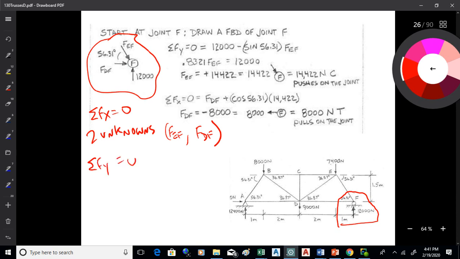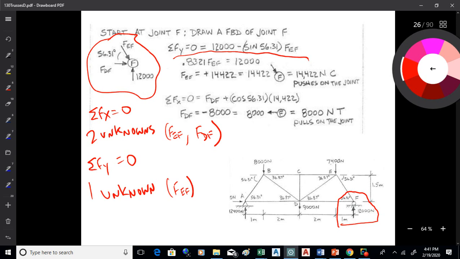How about sum of Fy equals 0? That might be a better bet, because all I've got is one unknown in the y direction, FEF. So if I start with the sum of forces in the y direction, I can solve for FEF. We're doing all right with that?